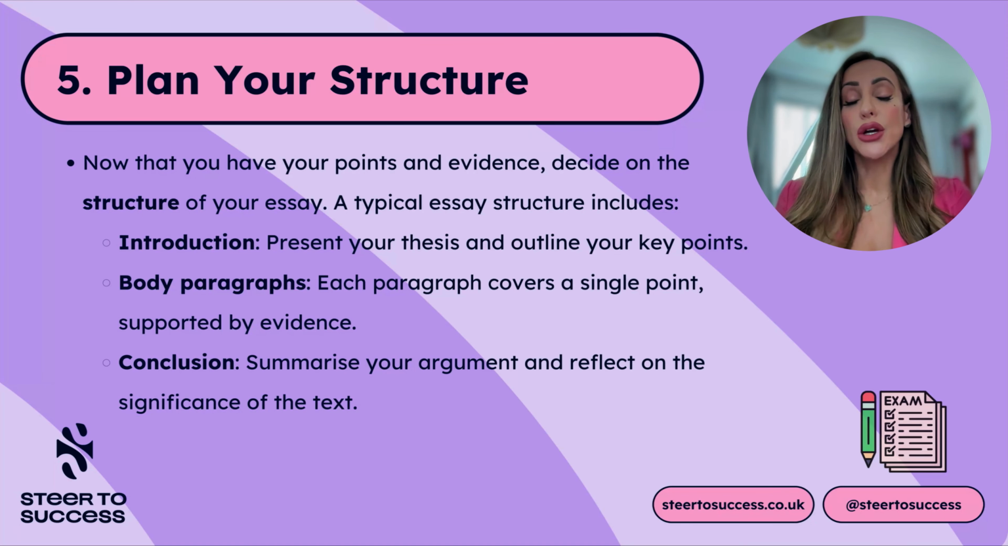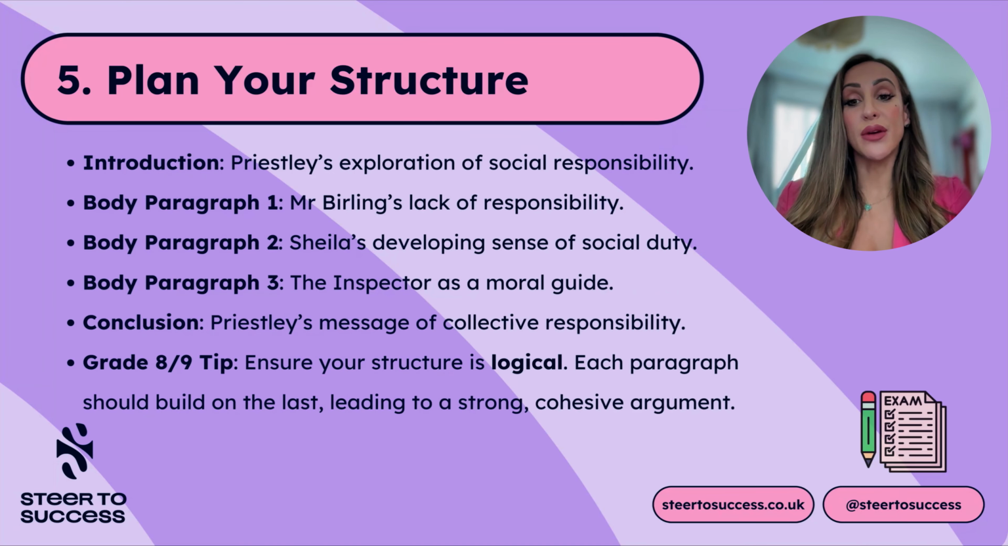If you haven't already, go and check out the video on writing introductions and conclusions to support this learning as well. So introduction precedes exploration of societal responsibility and social responsibility. And then you're going to have body paragraphs 1, 2, and 3. So Mr. Birling's lack of responsibility, Sheila's developing of social duty, and the inspector as a moral guide. And then your conclusion precedes message of collective responsibility. You're going to return back to that, so that key idea is going to bookend your essay. And obviously this is a very basic structure, but again, you get the idea.